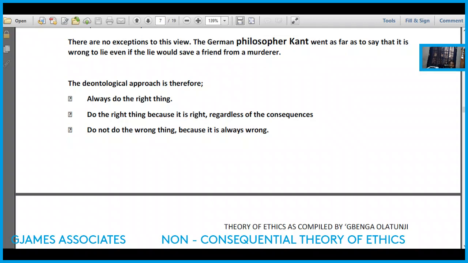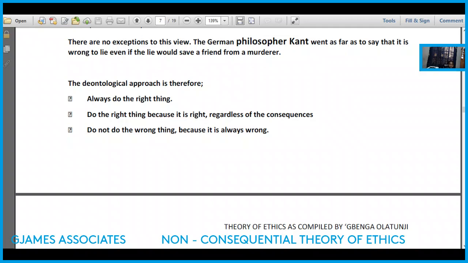Non-consequential is telling us that I ought not to lie. Even though I know he or she will be killed and is a friend, I should just let them know that he or she is hiding under the chair. That is the extent to which believers of non-consequential will go in their ethics of what is right or wrong.